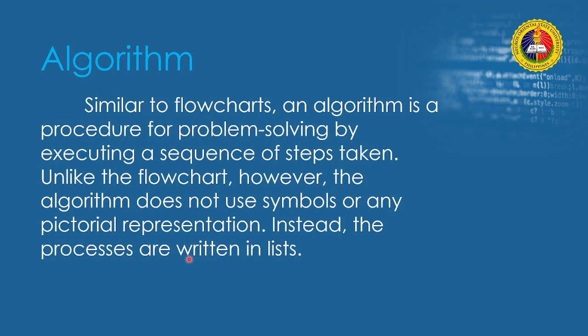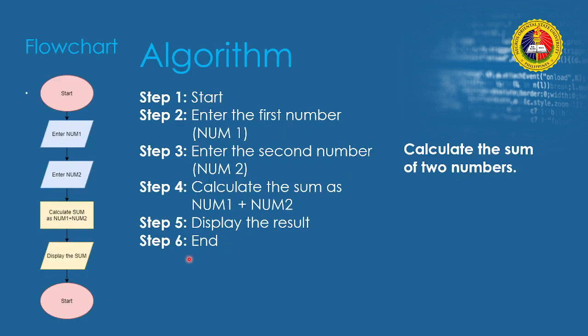And I'm pretty sure you're already familiar with this because I've given this as an example in our very first meeting. So here, calculate the sum of two numbers. In our flowchart, we have the step-by-step procedure represented with symbols. But in an algorithm, you're going to write the steps as a list, right? So we have step 1, start, same thing here. Step 2, enter the first number, same right here. Step 3, enter the second number, same thing. Step 4, calculate the sum as num1 plus num2, same thing. And then display the result, and then end.